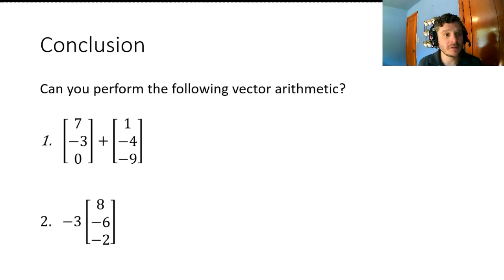Can you perform the following vector arithmetic? Can you add these two vectors? And then can you do that scalar multiplication as well? And that's really all I wanted to do with this video. So hopefully that was pretty straightforward. We understand how to do that now.